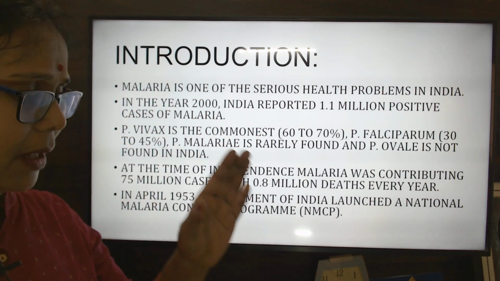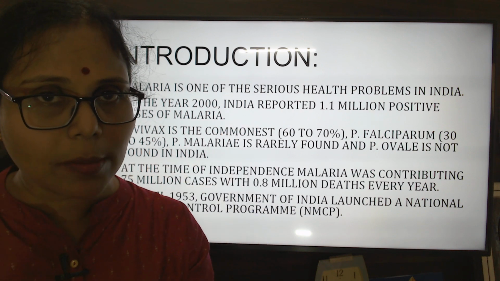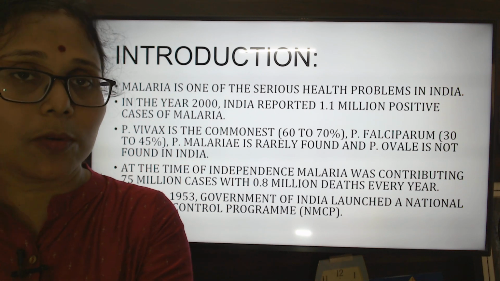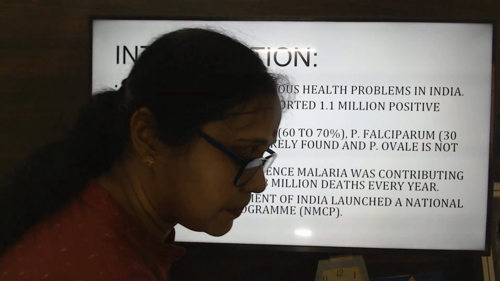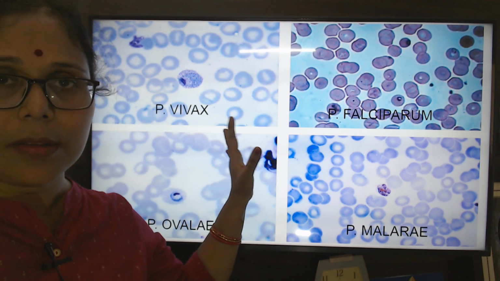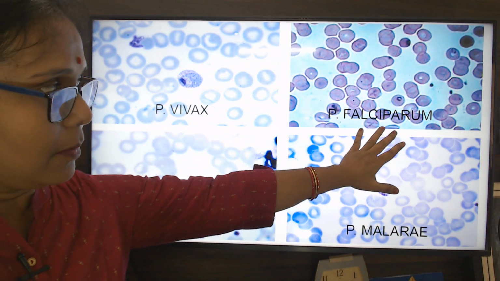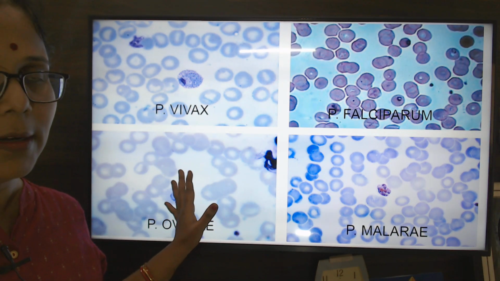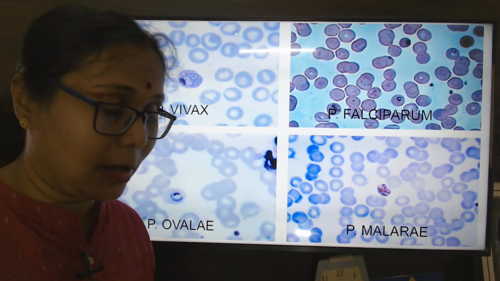So after independence, from 1950, on the suggestion of the Bhore Committee, in 1953 the National Malaria Control Program was launched, that is called NMCP. This is the microscopic structure. If you see the vivax, the falciparum, the malariae and the ovale, these are the four species of plasmodium that affect our country.